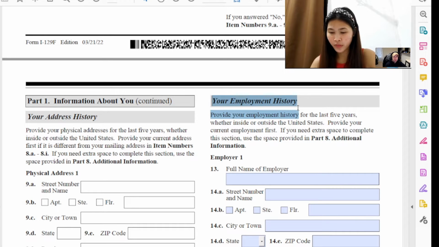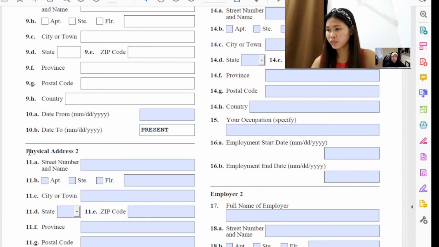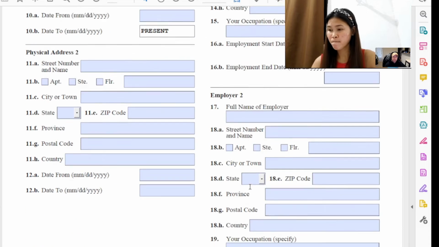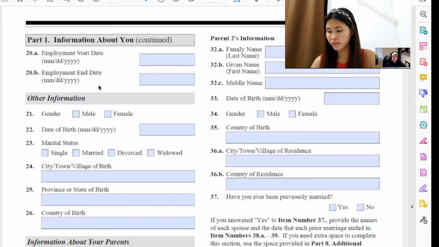And my employment history is easy. I've had one employer for the last 14 years, and it says use your last 5 years. So again, for the petitioner, it's just going to be your employment. That's an easy one, not too difficult here. You're going to put your physical address on the left side, and then follow with your employers on the right side if you have multiple employers.